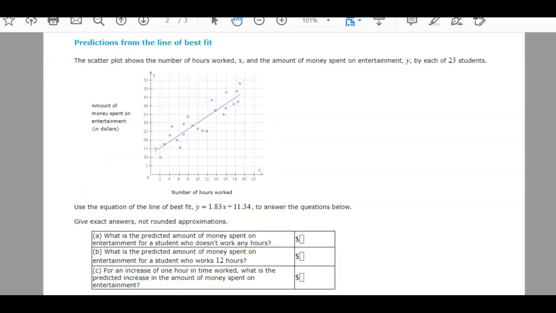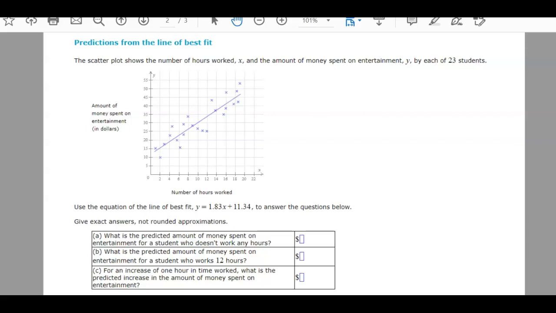Predictions from the line of best fit. The scatter plot shows the number of hours worked, X. So X is the number of hours worked. That's what that means. And the amount of money spent on entertainment, Y. So Y is the amount of money spent on entertainment by 23 students.